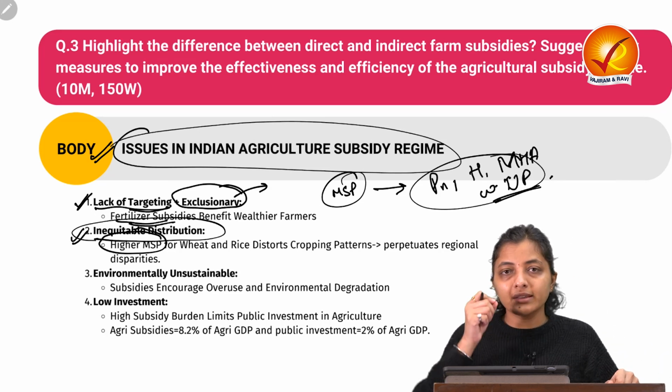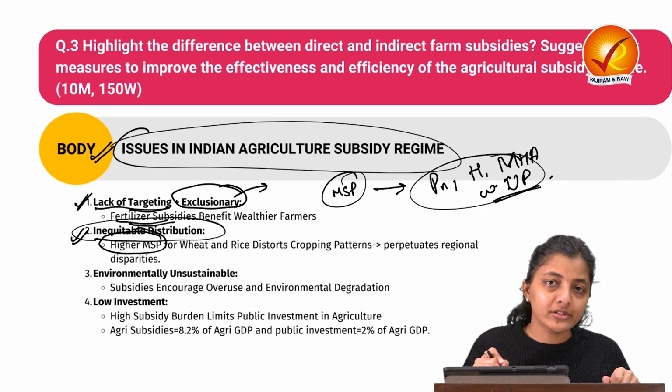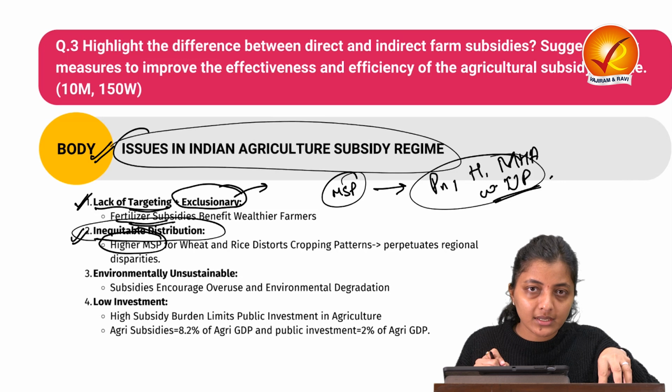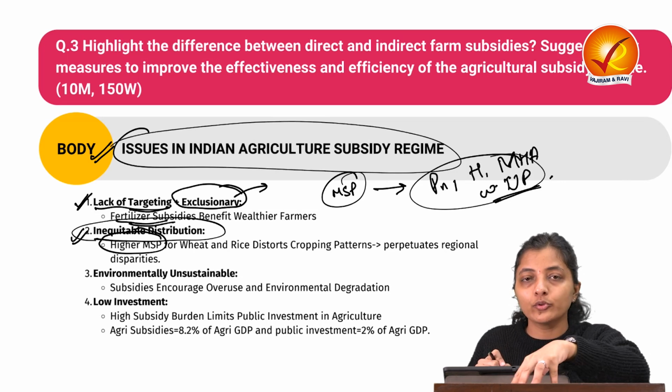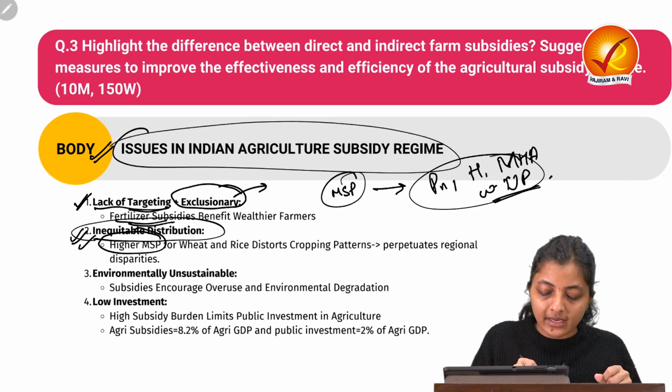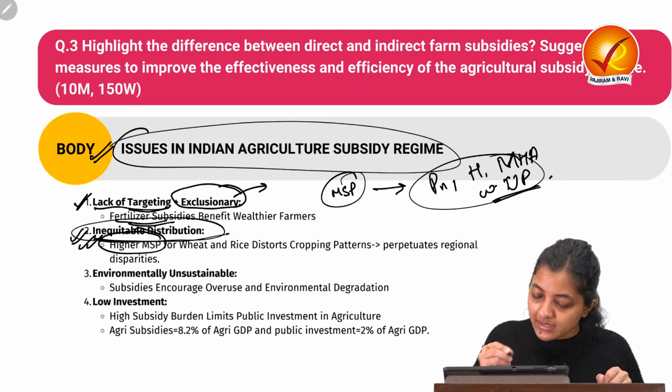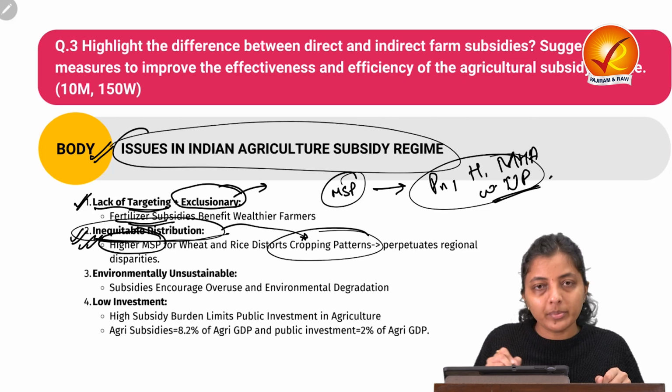Like if we provide the high MSP for wheat and rice only, then the subsidy concentration is in few products, for few farmers and for few regions only. So this is the inequitable distribution of the subsidy amount. So this distorts the cropping pattern.